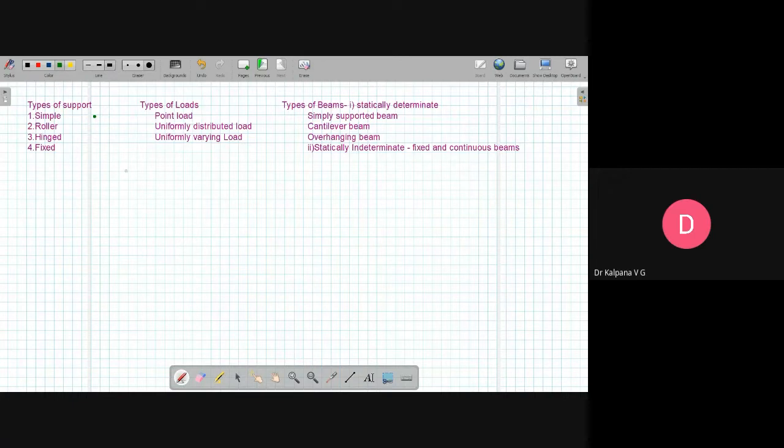So let me start. There will be different types of supports. The first one is the simple support, the other one is roller and hinged support, and the last one is fixed support. So let me draw. It will take a little time to connect these two. So what does a simple support mean?